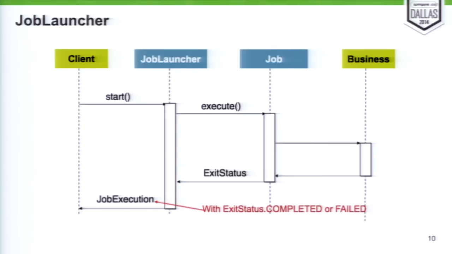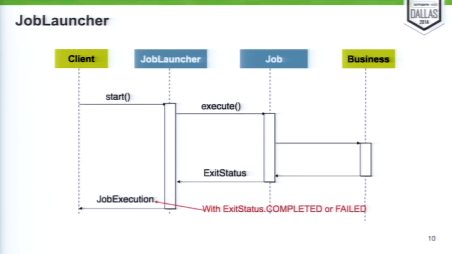So JobLauncher, this is pretty much straightforward here. You have a client, and then you've got the JobLauncher. The client is either your shell script or your programmatic way of starting this batch job, and then you're going to launch the job. The job launcher interacts with the job, and then obviously all the business logic contained inside of that job will run. And then you have exit statuses, basically.